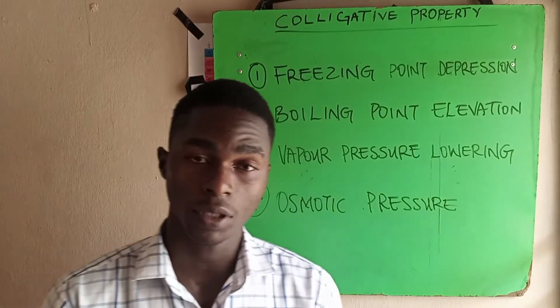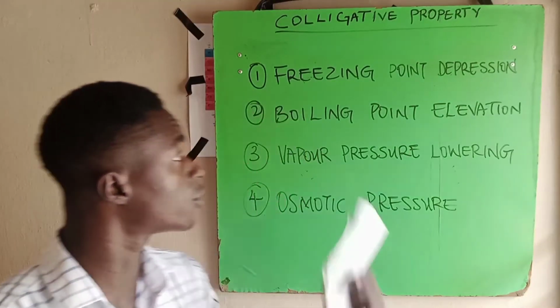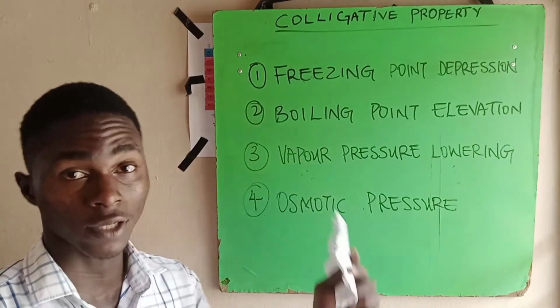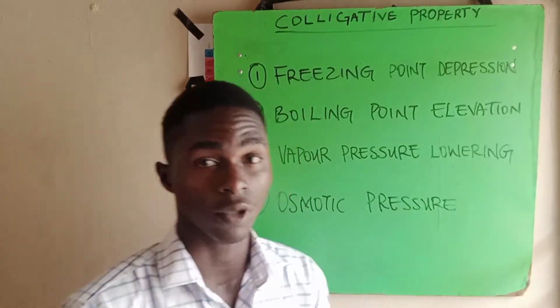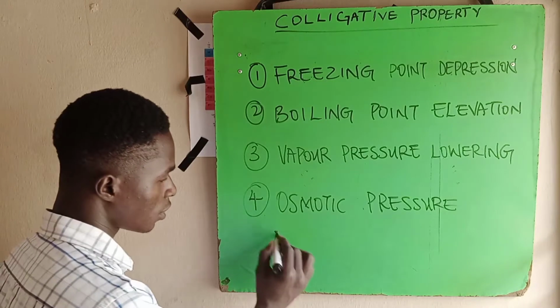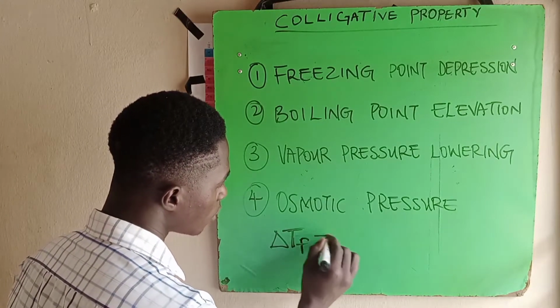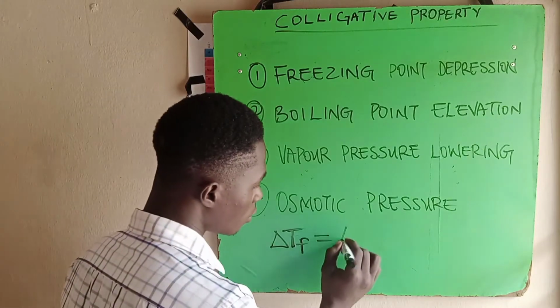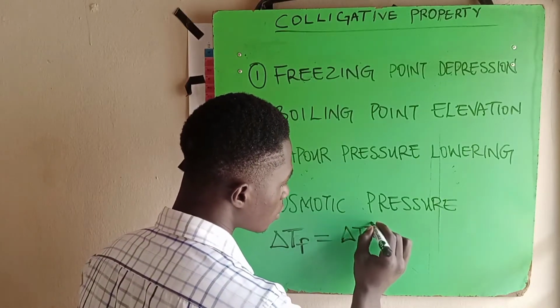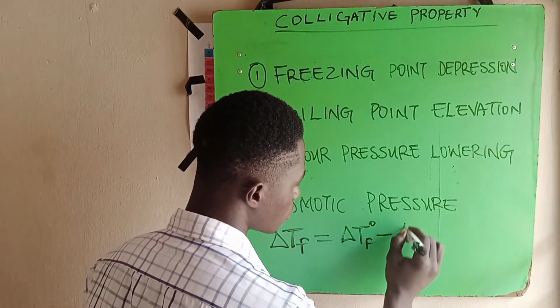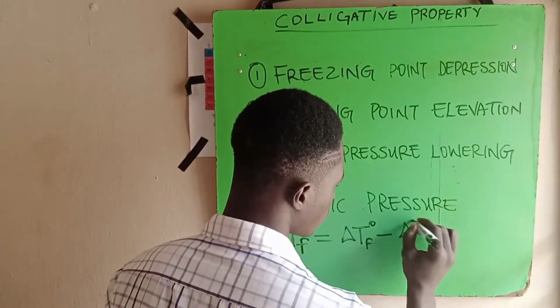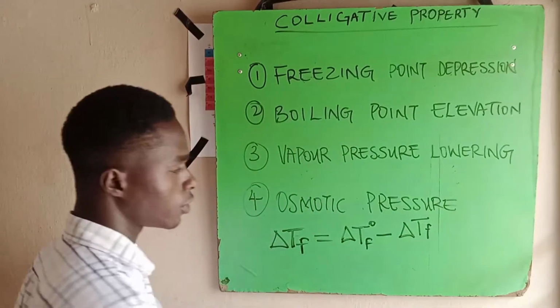The freezing point of a particular solute differs because in freezing point we have to consider solute and solvents, trying to compare the two of them. So the difference in freezing point, change in TF, which we calculate, will be equal to TF naught minus TF. There's a difference between these two.